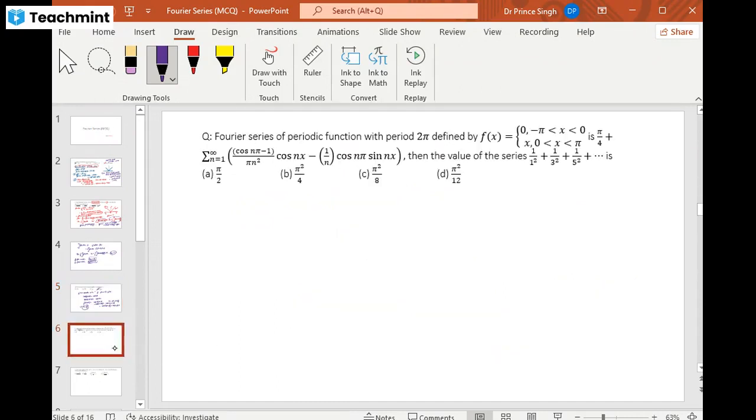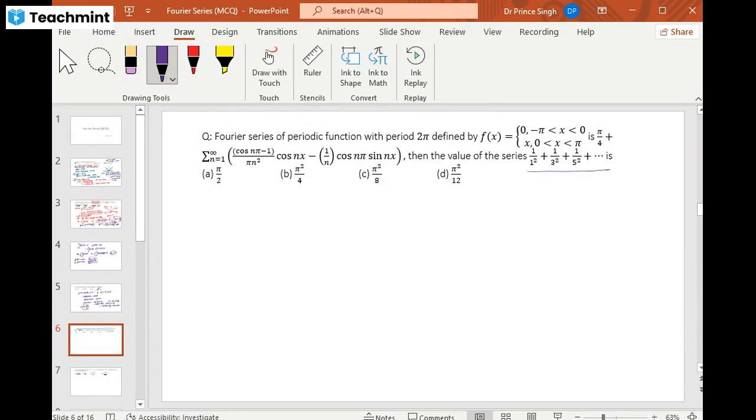Okay, now let us move to the next question. In this question, the function is given as having value 0 in the interval minus pi to 0 and value x in the interval 0 to pi. The Fourier series of the function is already given here, but with the help of this Fourier series, I want to deduce the value of this infinite series.